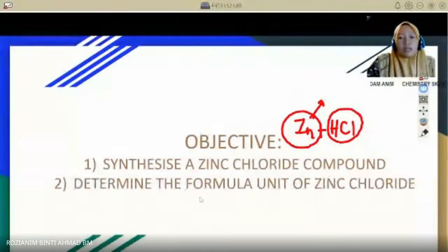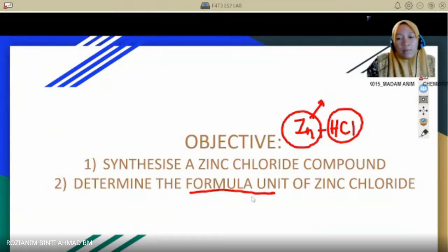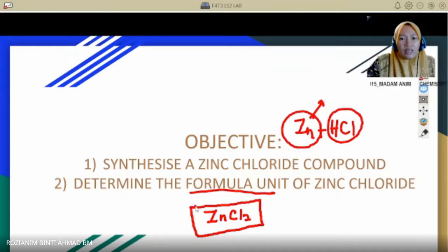Okay, and then fokus kita adalah ini, the main of the experiment kita. We need to find out what is the empirical formula ataupun the molecular formula, empirical formula of the formula unit dalam zinc chloride. Kalau ikut theoretical, formula dia adalah ZnCl2. Okay, the target of the experiment, we need to prove is it we can get a similar empirical formula according to the theoretical. So kita nak buktikan kita dapat tak sama macam teori. Itu main of the experiment.